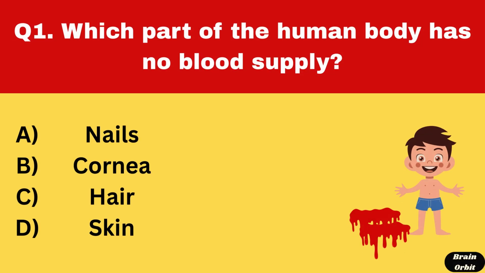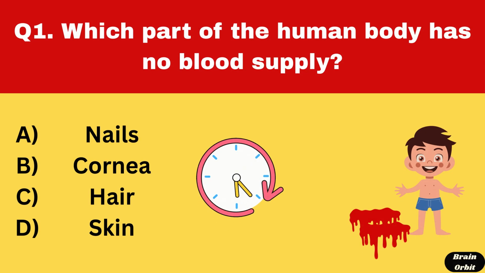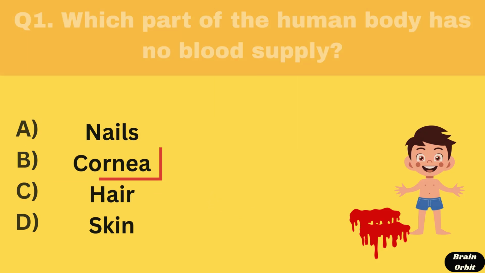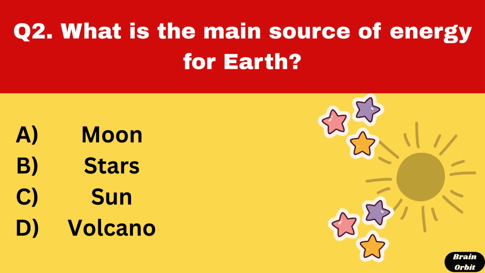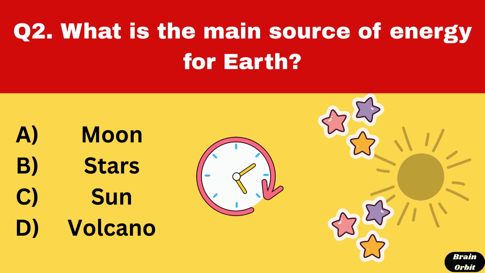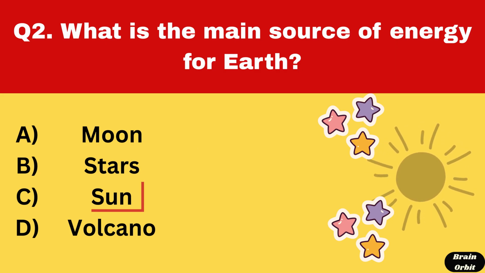Which part of the human body has no blood supply? Right answer option B, cornea. What is the main source of energy for Earth? Right answer option C, sun.